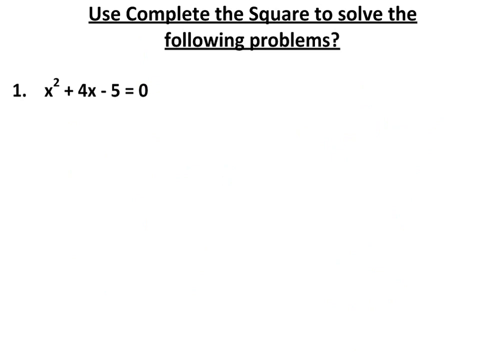Now we're going to use this to help us solve some problems. So in this case, I have this problem, x squared plus 4x minus 5 equals 0. Now, there's more than one way to solve these, but if I ask you to complete the square, this is what I'm asking you to do.